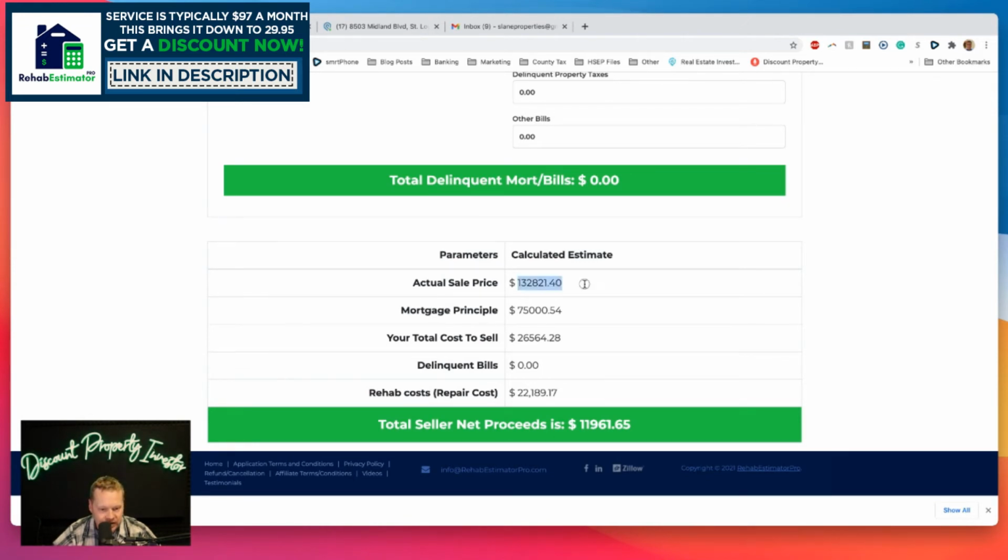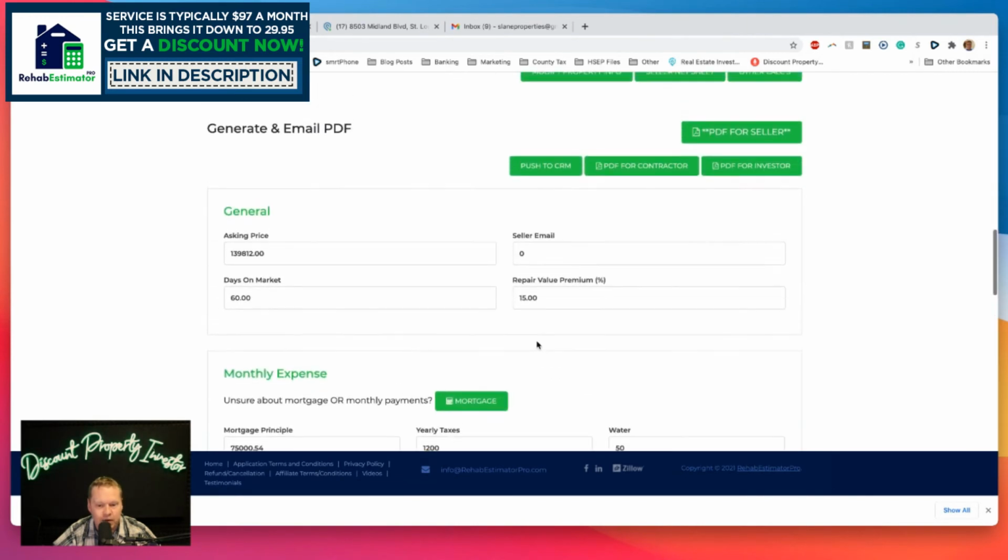We have a sale price of $130,000. She's got to pay that mortgage back. You've got to pay the fees when you sell it, and then to fix it up to get that top of market value, you've got to spend $22,000. The most you're going to walk away with is $11,000. Or you could sell to me for about $80,000 and you're going to walk away with $5,000 or $6,000 and you don't have to do any of the work. So that's kind of how a seller net sheet works.